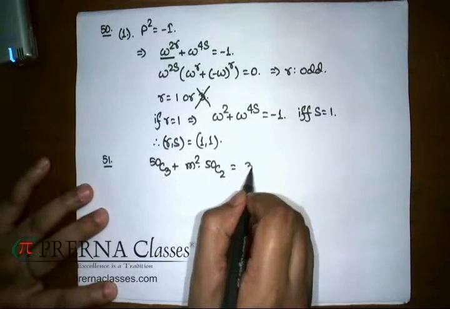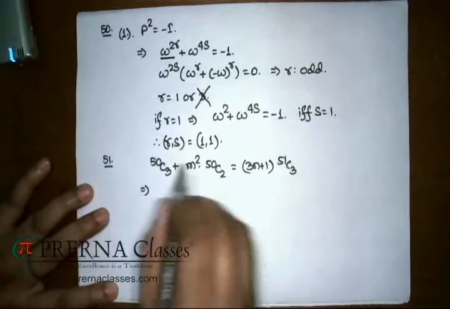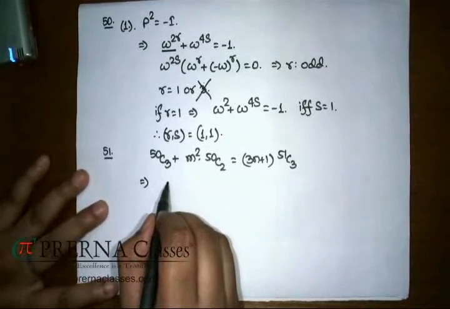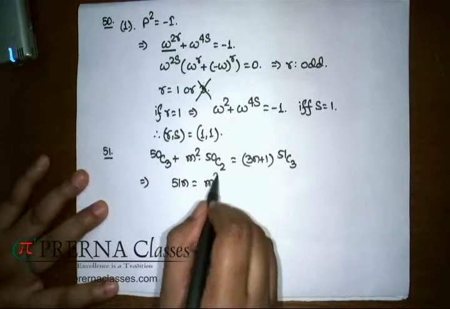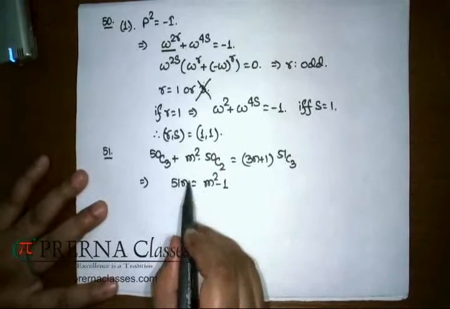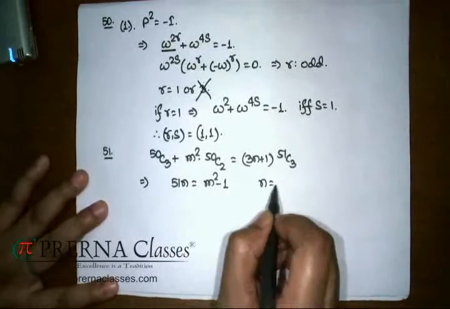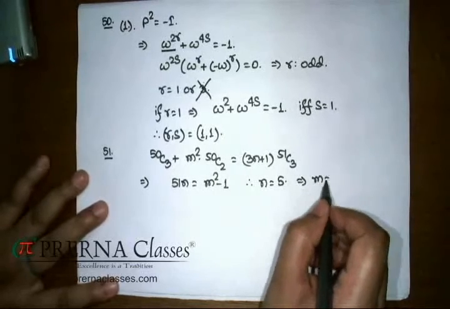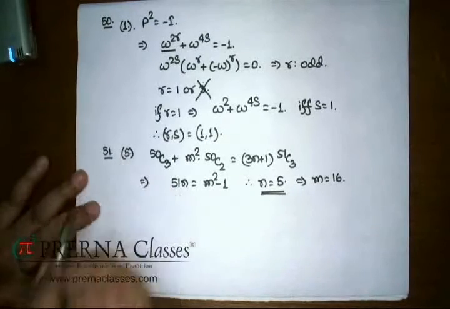This is given to you as (3n plus 1) 51C3 for some integral value of n and obviously integral value of m. Once you simplify this matter, you should end up getting this relation: a perfect square which is a multiple of 51 plus 1, and you are looking at the least possible value of n. Just by observation you can check n equal to 5 is going to work, which is going to give you m as 16. So the least possible value of n is 5.